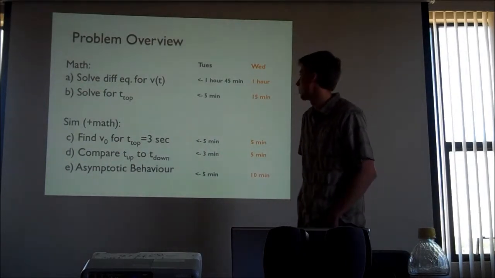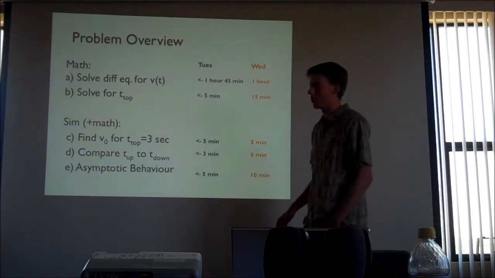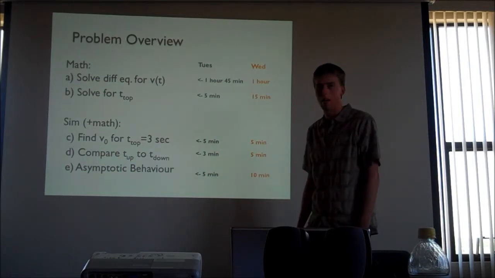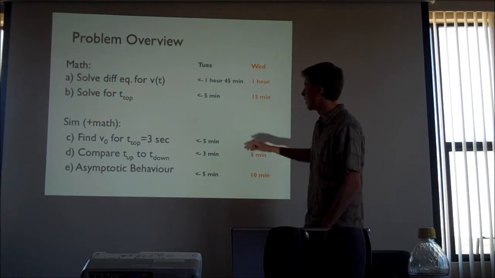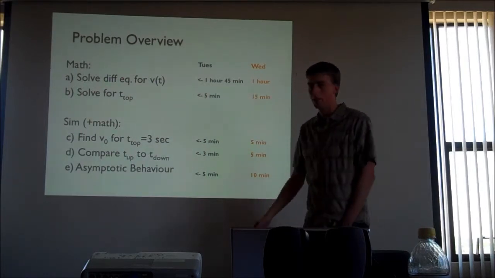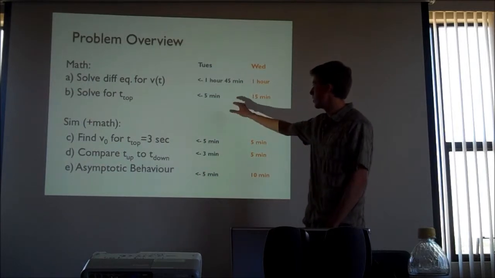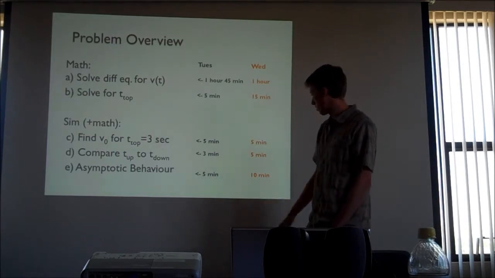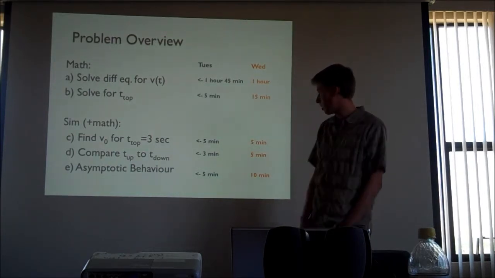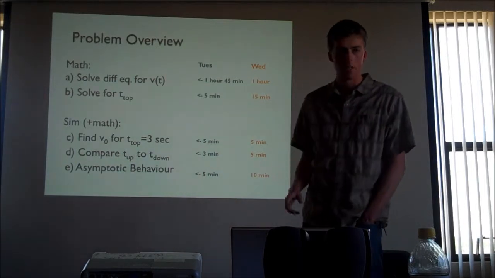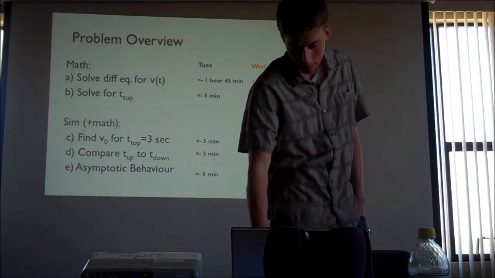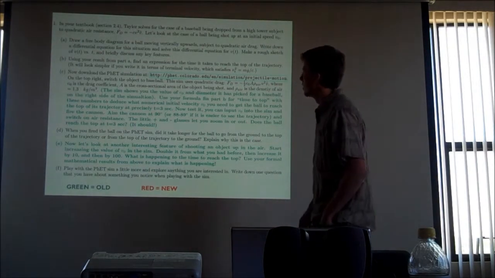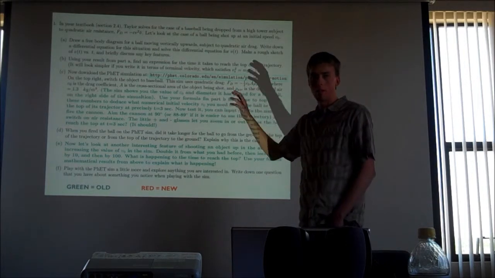On Wednesday, same thing. These students were a little more on top of it, trying to move faster. I think they had some stuff they had to get done afterwards, so they took an hour. For this second part, solving for t-top, once you have the formula for v, it's pretty easy to figure out. And here's the times on using the sim, and as you can see, it's 5 minutes, 10 minutes. It's not a lot of time spent using the sim. Okay, and so here's the problem. Don't try to read this, but basically here's the old problem that I gave out last semester.